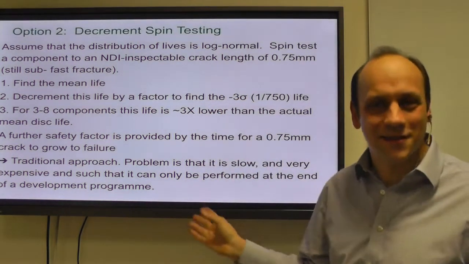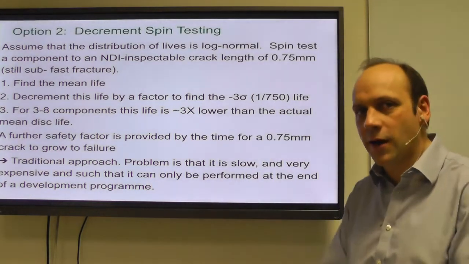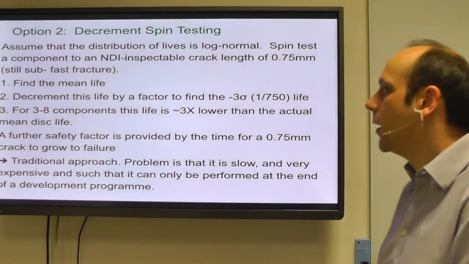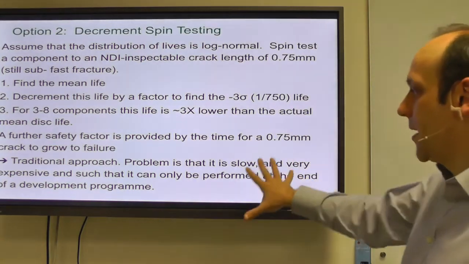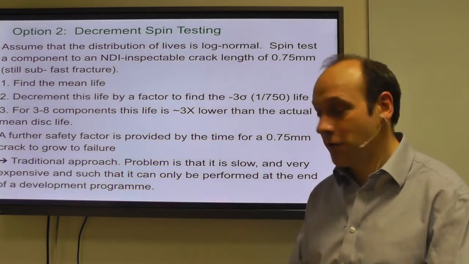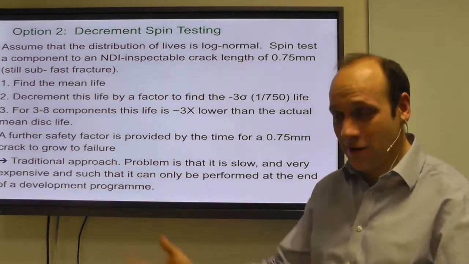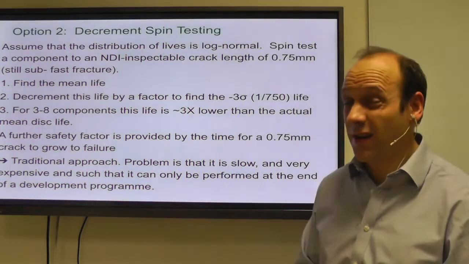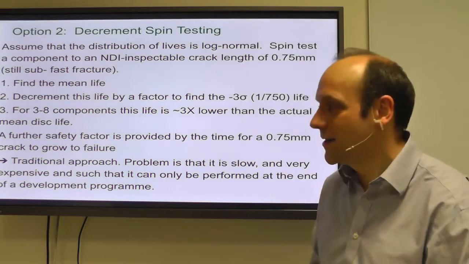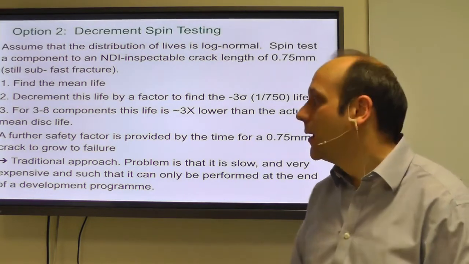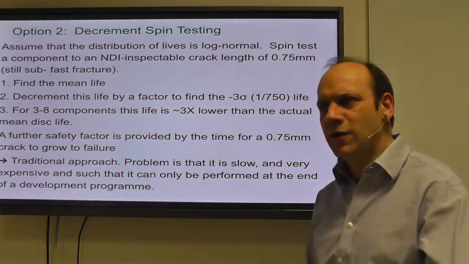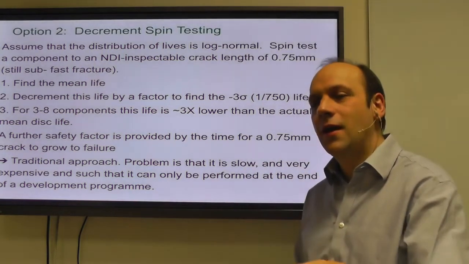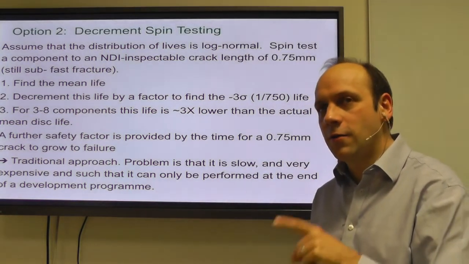The problem is that this empirically works. You don't need to know anything about material science, which is the appeal to mechanical engineers and to safety people. The problem is that it's actually slow. You can only do it when you've got some discs that you've designed and you're willing to spin test. It costs you something like £250,000 per spin test, so this is also very expensive.